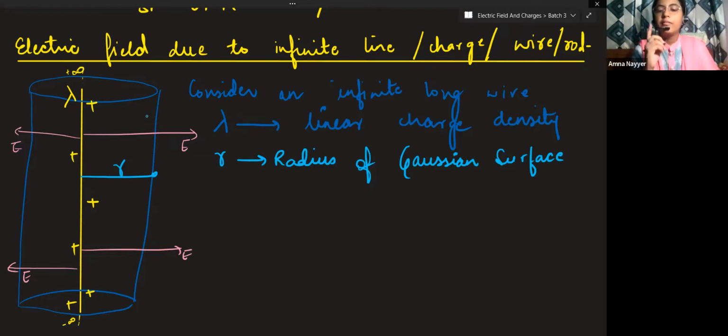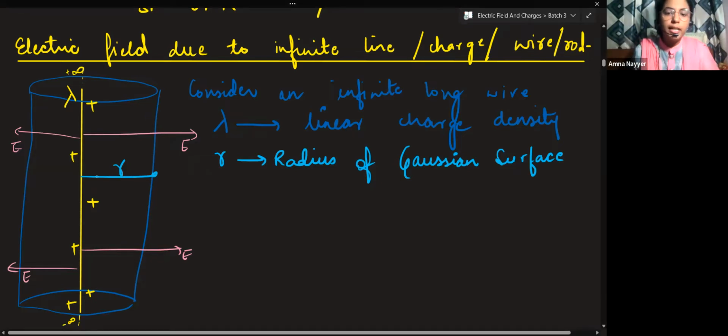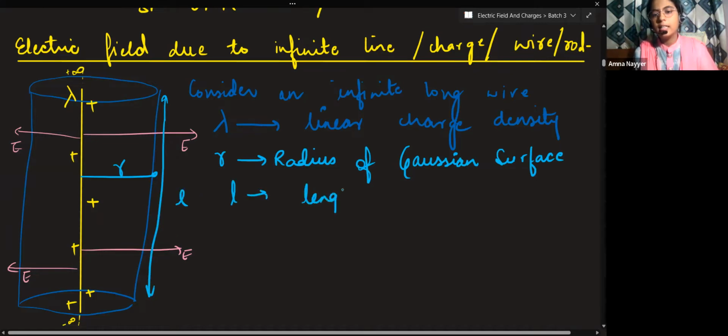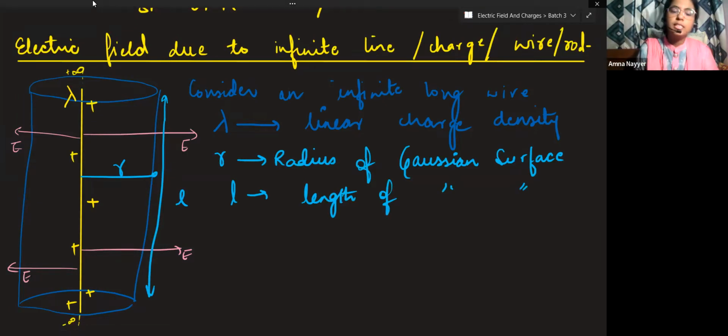Now we know the radius of it. Let's say the length is L. So L is the length of the Gaussian surface, and the Gaussian surface is the cylinder.